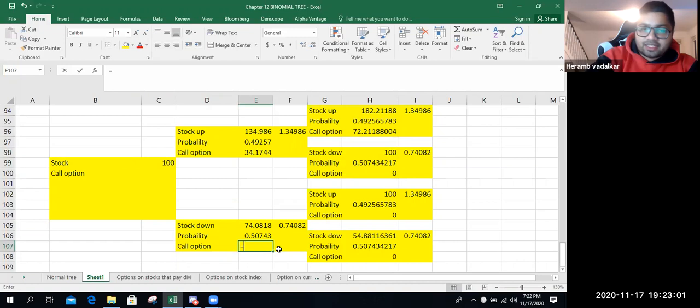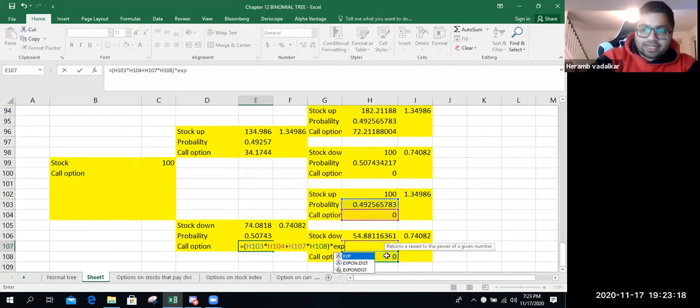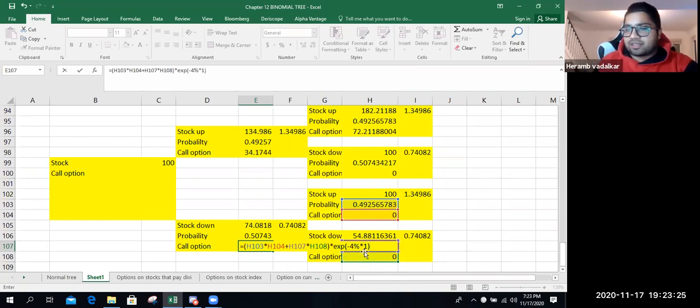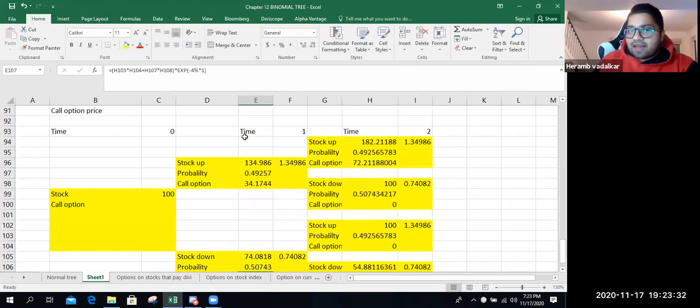Here, call option price will be probability of moving up into call option price plus probability of moving down into call option price. Then we have to discount it, exponential negative sign 4% times 1. Yeah. So we have option prices at time 1 now.